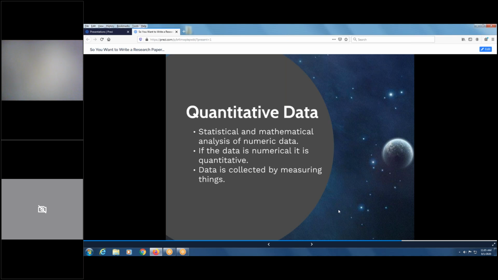An example of quantitative data would be measurable information, like comparing the shoe sizes of everybody in this class. Weight is quantitative data. Exam scores, this is all quantitative data. Any questions about quantitative data before we move on to qualitative?